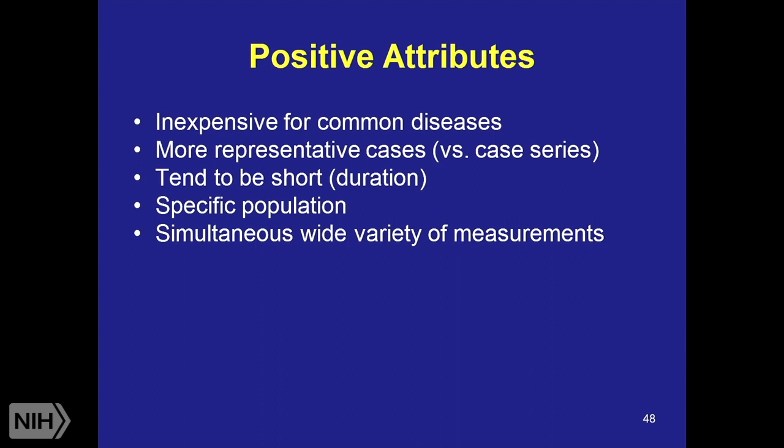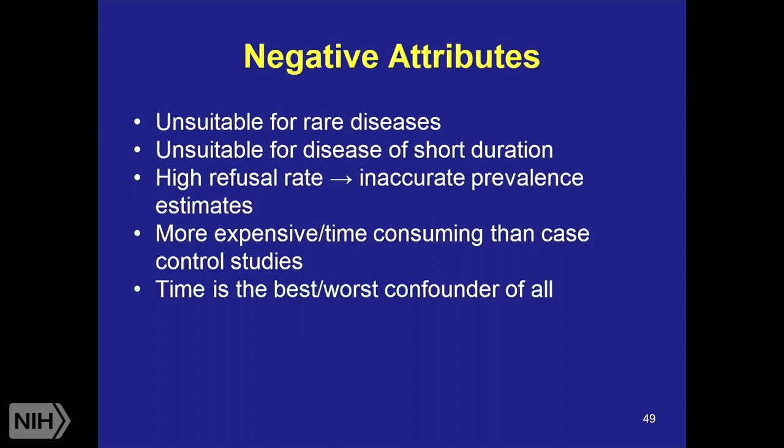They tend to be short in duration. A lot of these last less than a year. You have a very specific population that you're looking at, and you have a simultaneous wide variety of measurements. The negative: if you have a rare disease, you might not pick it up. So I interview 50,000 people. If 1 in a million have this disease, I'm probably not going to have 4 or 5 people in my study.